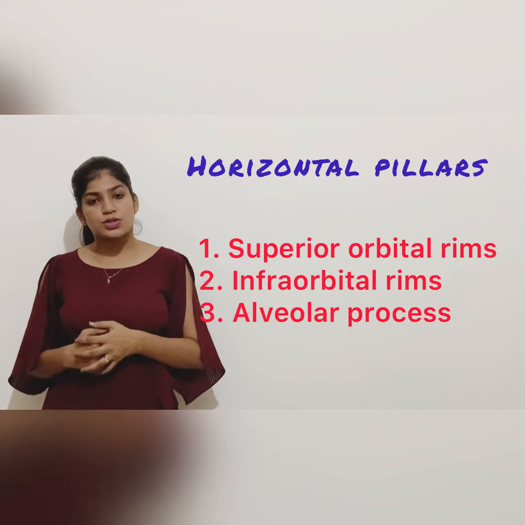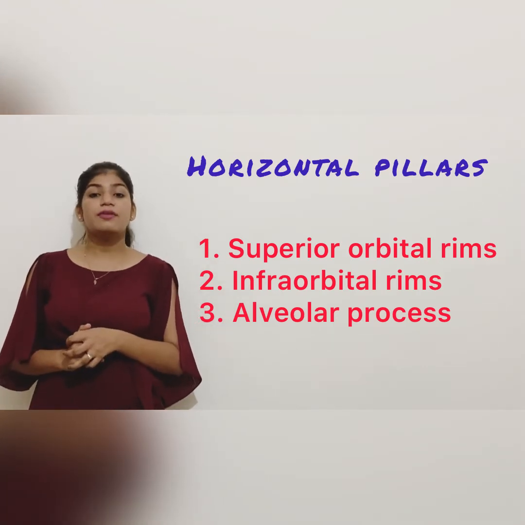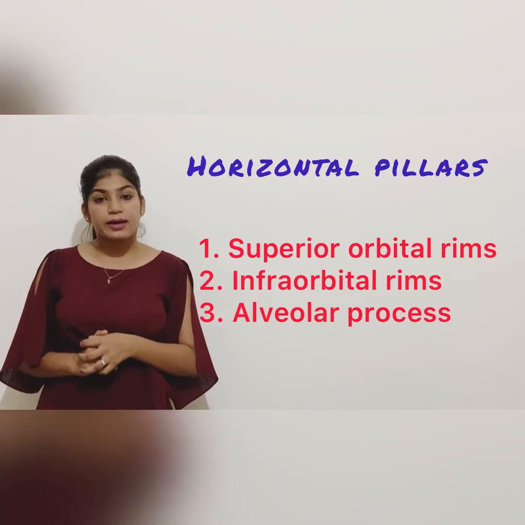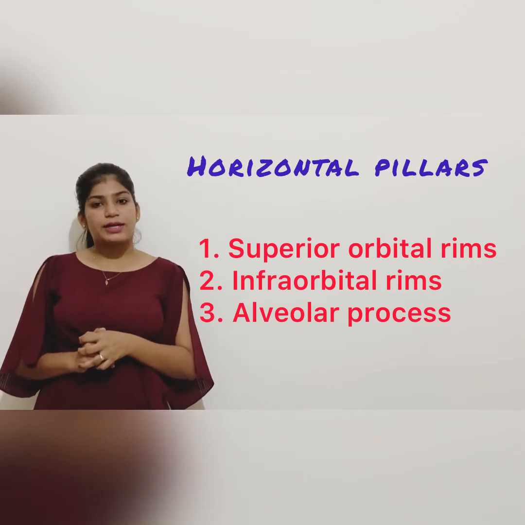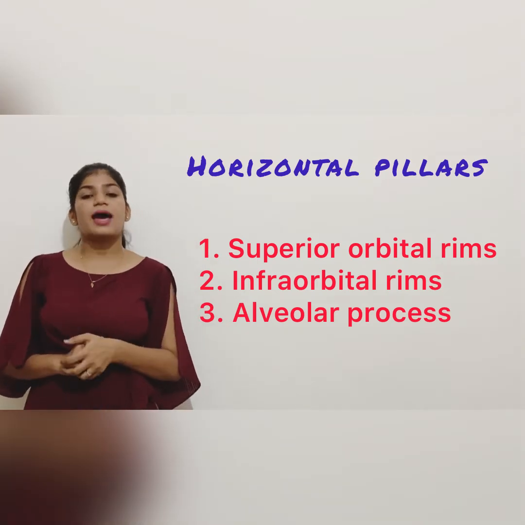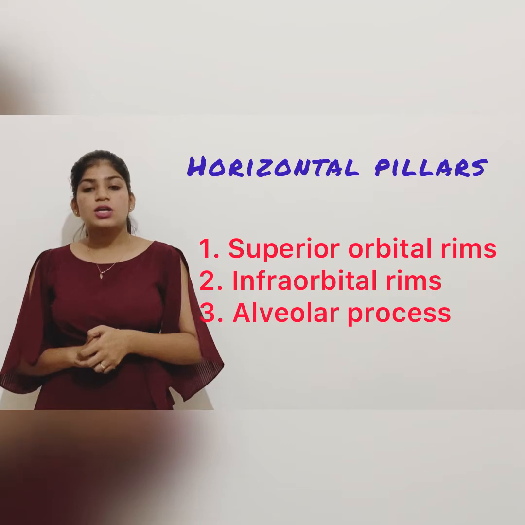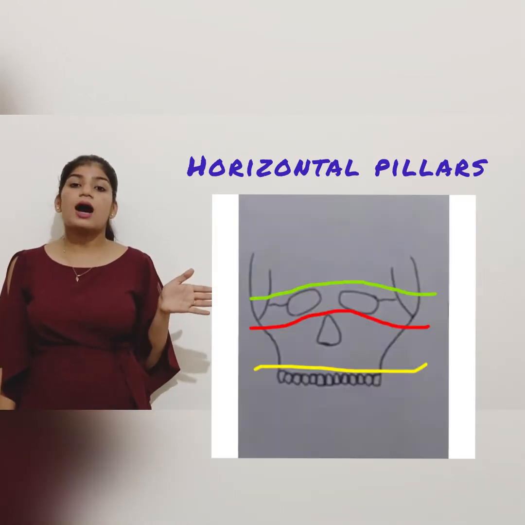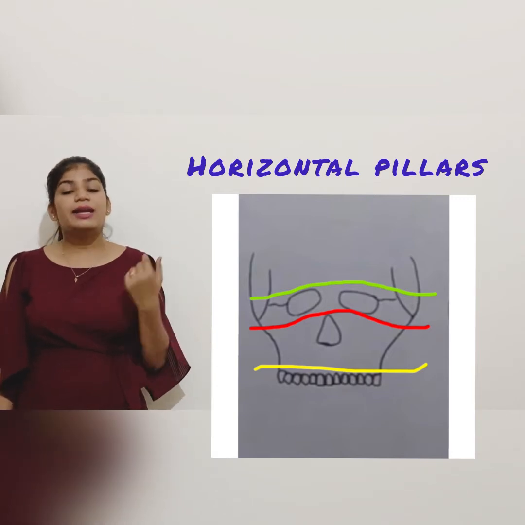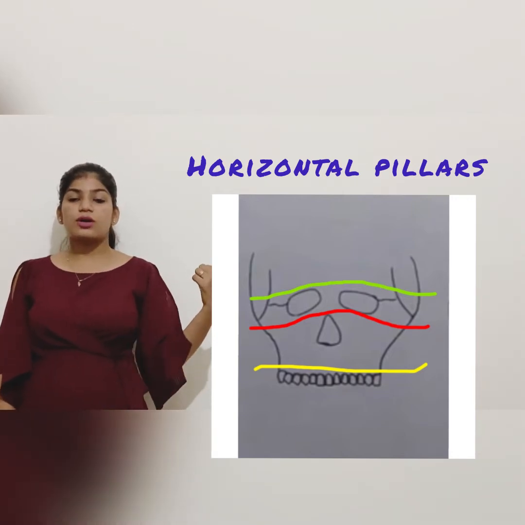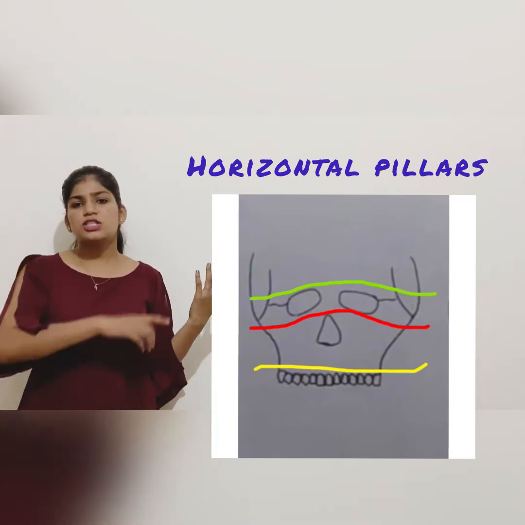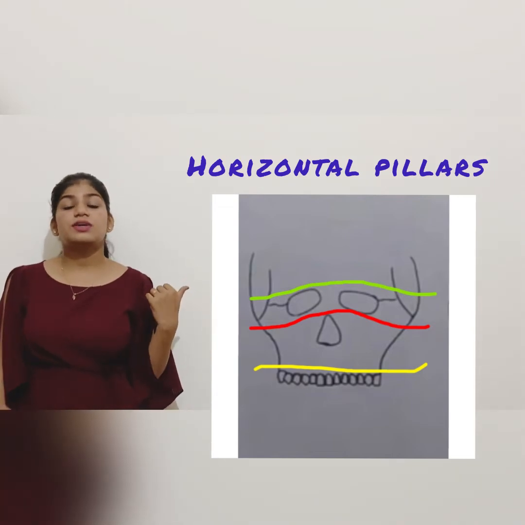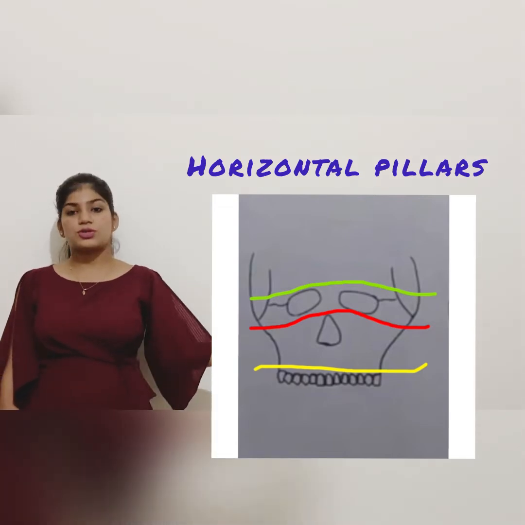Now we have the horizontal pillar. In the horizontal pillar we have the supraorbital rim with the frontal bone, the infraorbital rim, and third, the alveolar bone. As you see in this diagram, the supraorbital rim is above the orbit and the infraorbital rim is below the orbit. It is a line which passes through, and we have the alveolar process. This is the alveolar process of the teeth.